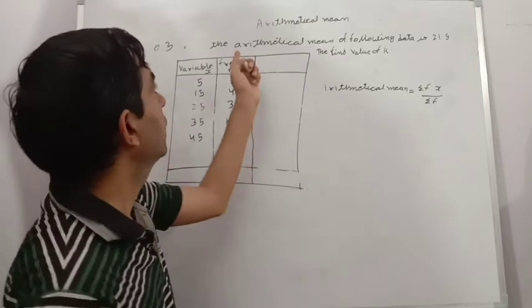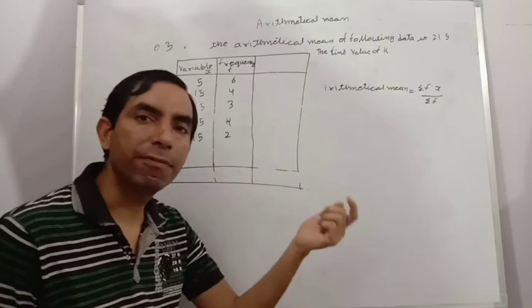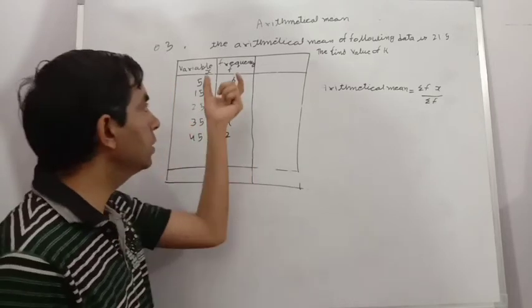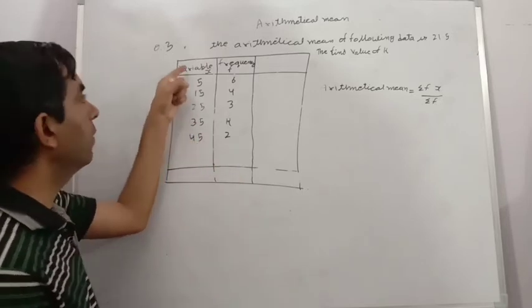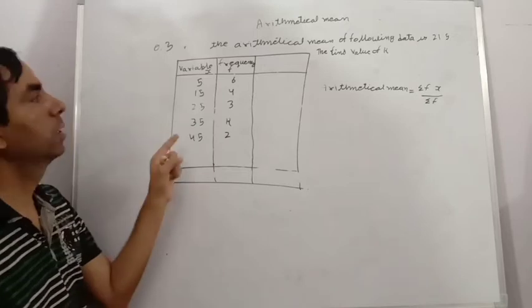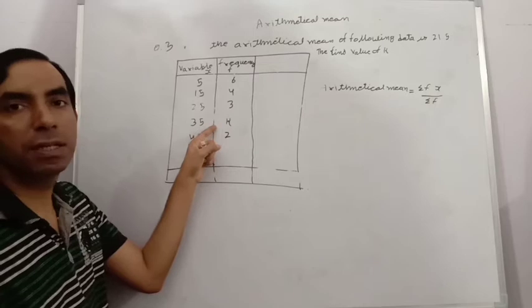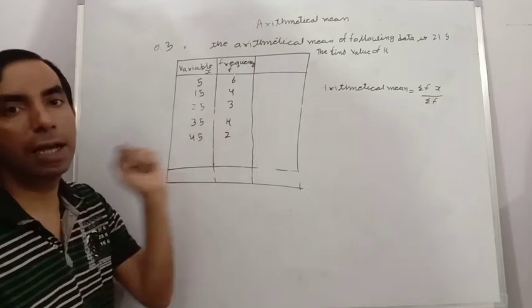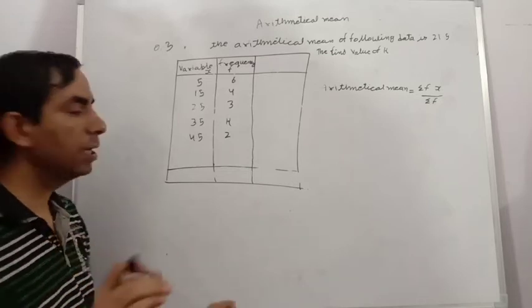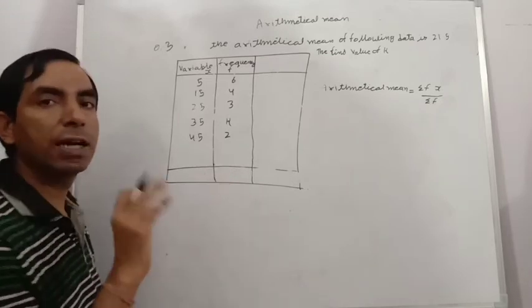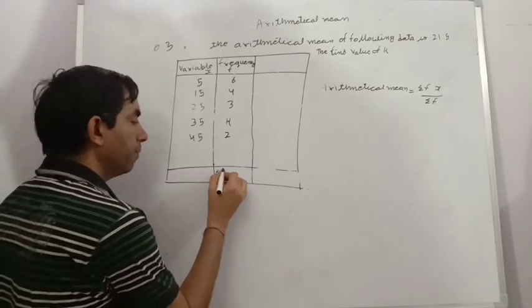Here we have given that the arithmetical mean of the following data is 21.5. Means we have already been given the arithmetical mean in this ungrouped frequency distribution table. But in the table we have all values of x, while in the frequency line one value is missing. There is an alphabet given, so we have to find the value of the alphabet. For finding it, always do whatever you did in the previous question. First we find the sum of frequency, means summation of f.